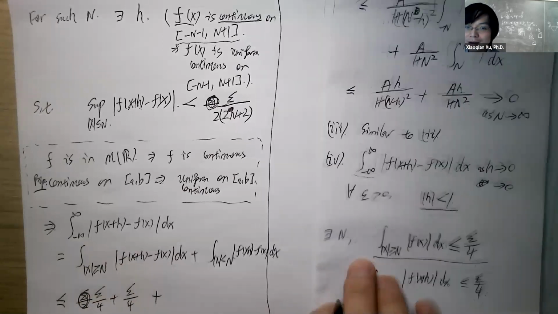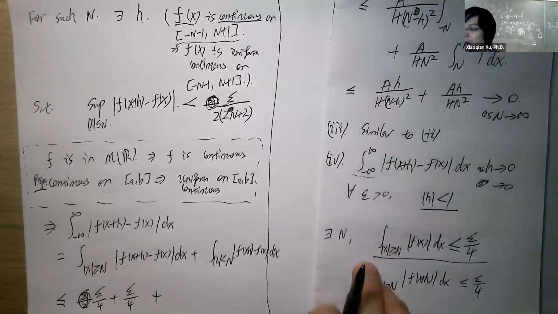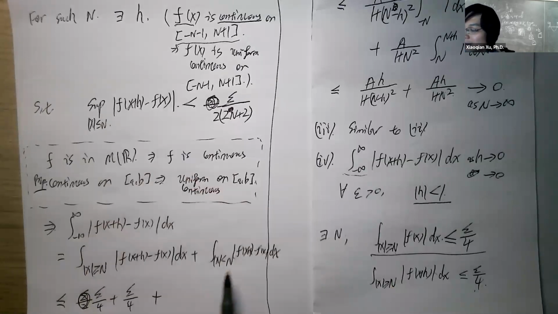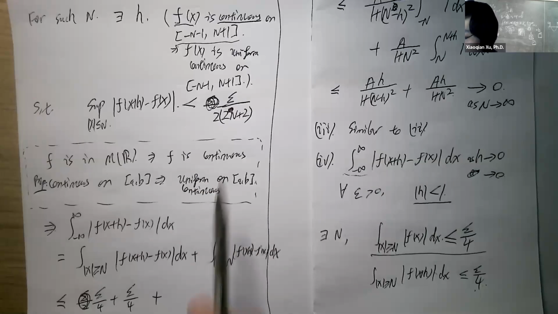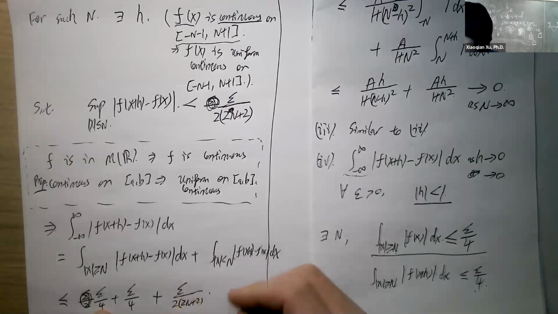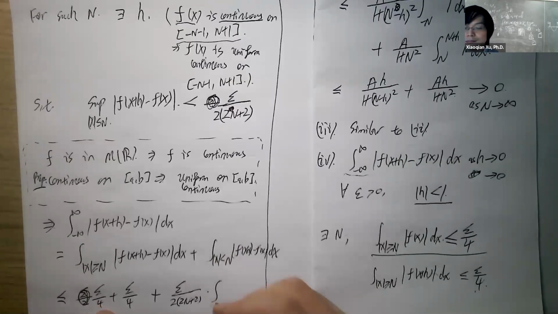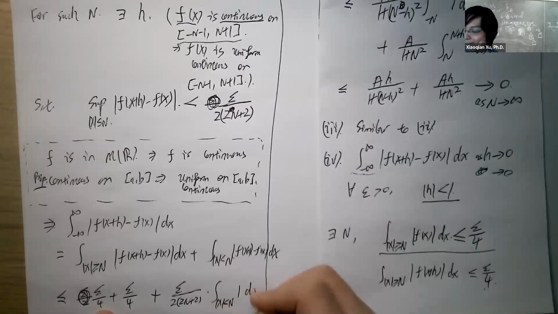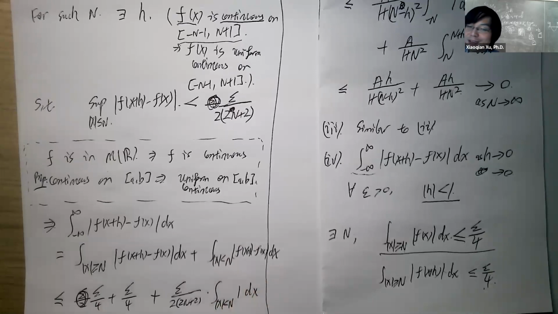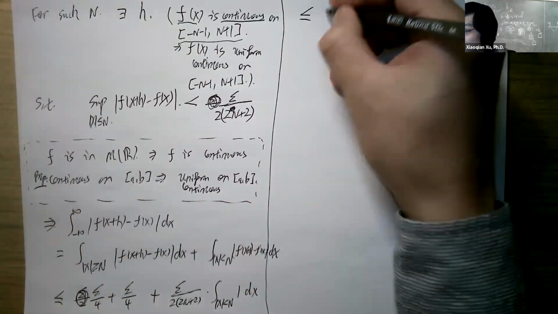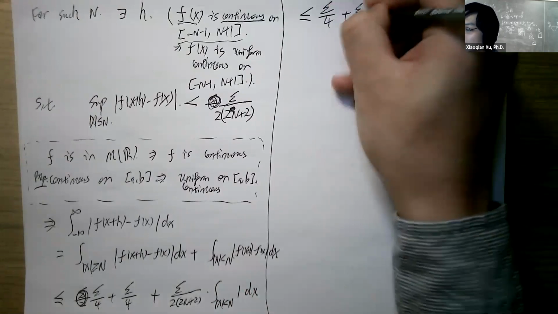And for the last part, for the second part, you know that uniformly, when x is less than n, this is less or equal than epsilon over 2 times 2m plus 2. Okay, and you have to multiply by x is less than n. Time, well, you take the integral of 1. I think that I make it slightly smaller, but it doesn't matter. So it's less or equal than epsilon over 4 plus epsilon over 4 plus epsilon over 2, which equals epsilon.